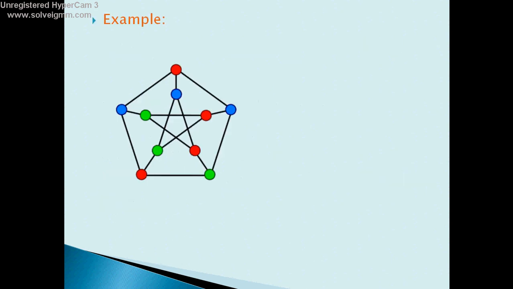To understand this, let us take the example of the Petersen graph. Here, color 1 is red, color 2 is green, and color 3 is blue. You can see that no two red vertices are adjacent, so the red set forms an independent set. Similarly, green and blue form independent sets, and red, green and blue partition the graph into 3 parts.